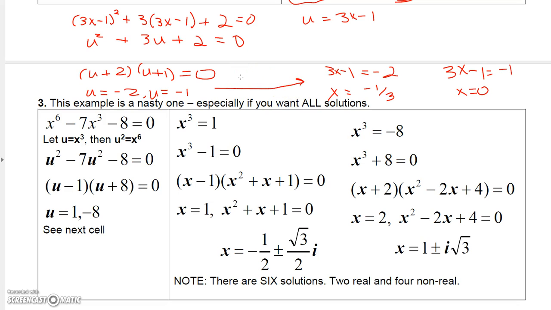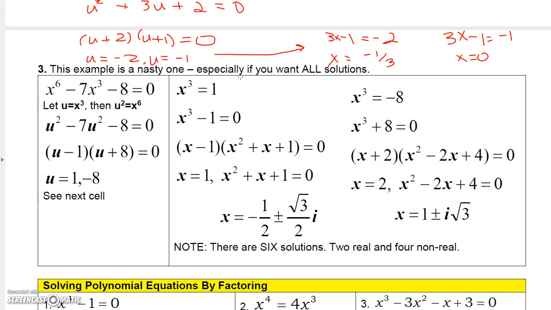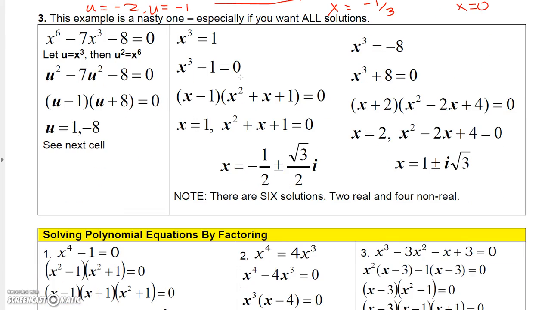Okay? I'm going to show you a real nasty one. And the only reason this one's nasty is because to get all solutions, that means real and non-real solutions, it's rather tricky. Okay, so let's take a look at this. x to the 6th minus 7x cubed minus 8 is 0. Now notice that x to the 6th could be written as x cubed squared. Right? So x to the 6th is just the square of x cubed.